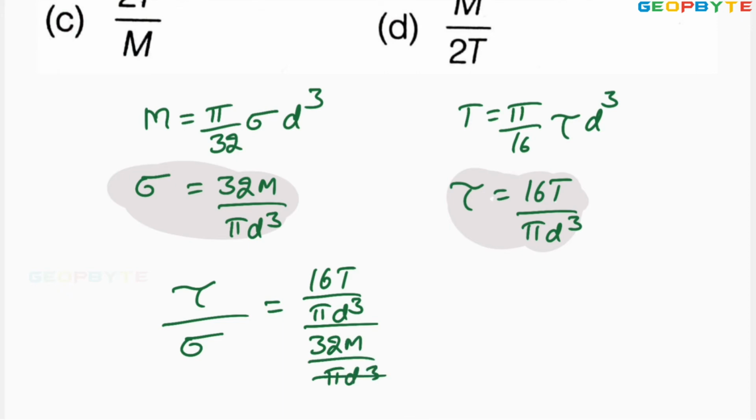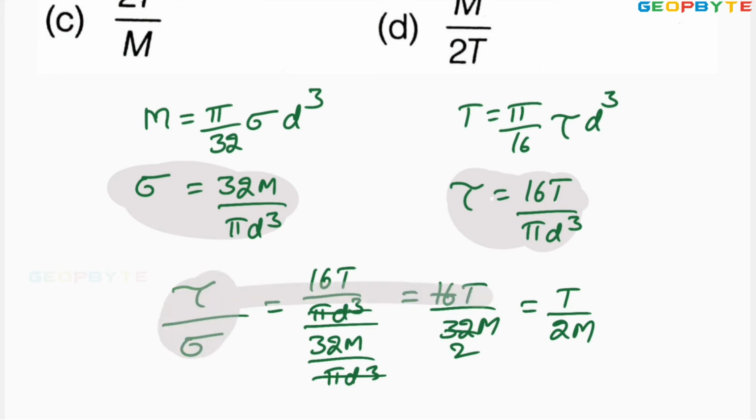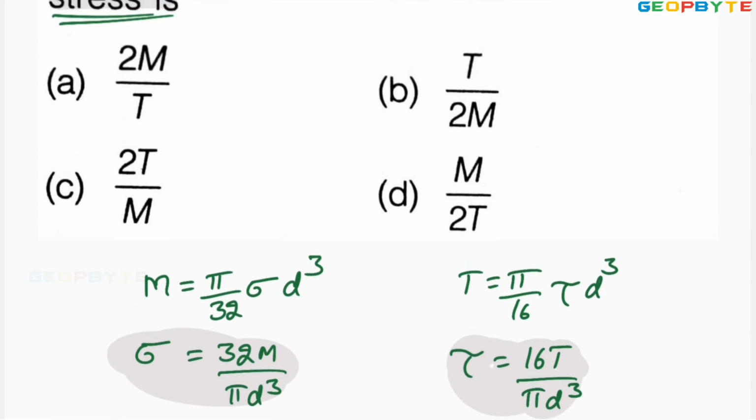Here pi d cube cancelled. Finally, it is 16T by 32 M. 16 2 times, equal to T by 2M. Therefore, the ratio between the maximum shear stress and maximum bending stress is T by 2M. Look at the options. Option B is T by 2M. Therefore, option B is absolutely correct.